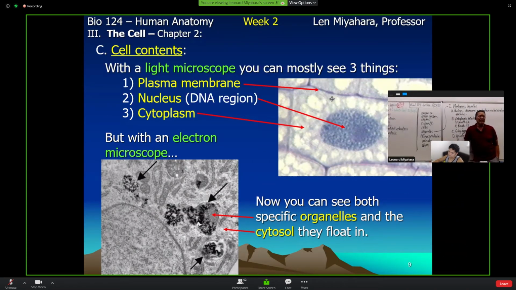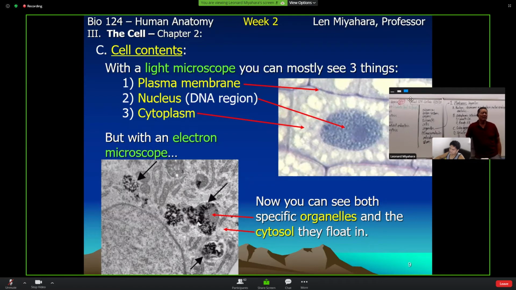Now look carefully at the bottom of this slide. This is dividing up number 3, cytoplasm. Cytoplasm is made up of organelles and the fluid that they float in. The fluid that those organelles are floating in is called cytosol. Everybody see that? That means A plus B equals C. Organelles plus cytosol equals cytoplasm.